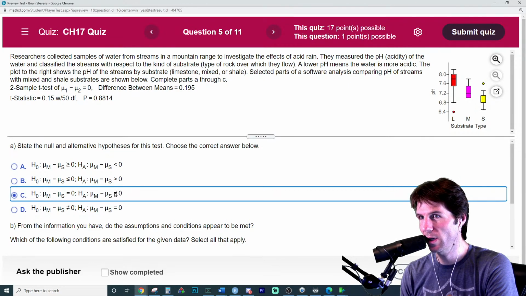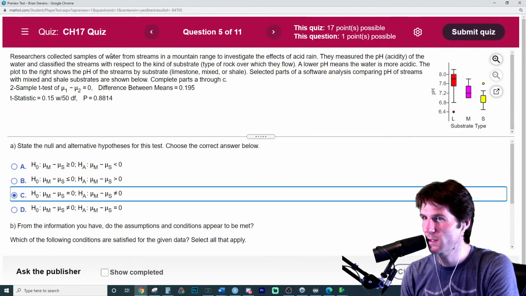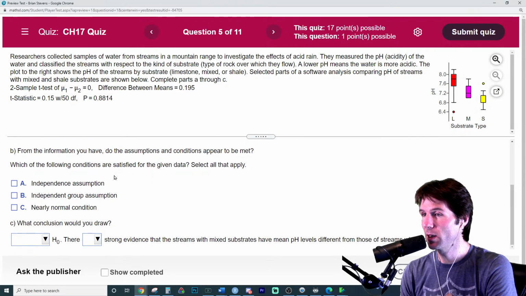We're testing the two means right here. We're looking to see if there is a difference. They don't really make it clear, but it has to be this because the null has the equal sign. Pretty easy right there. What conditions would we have?